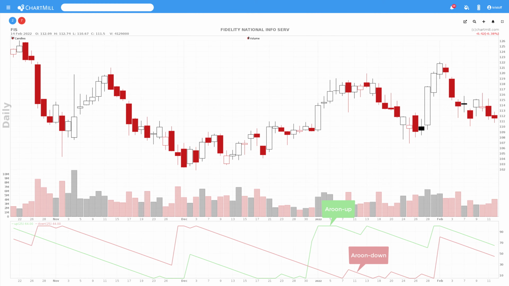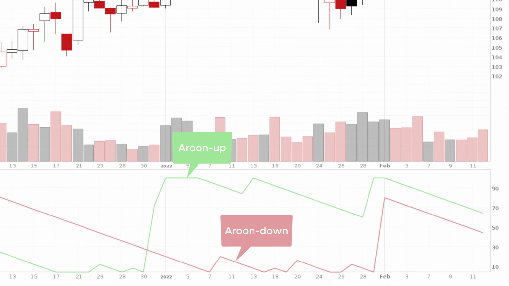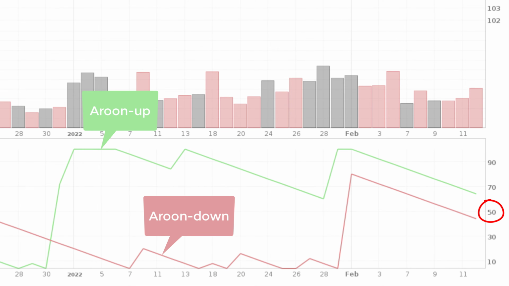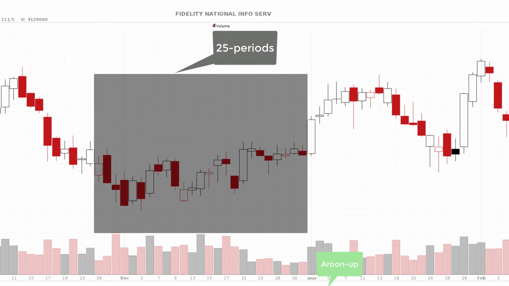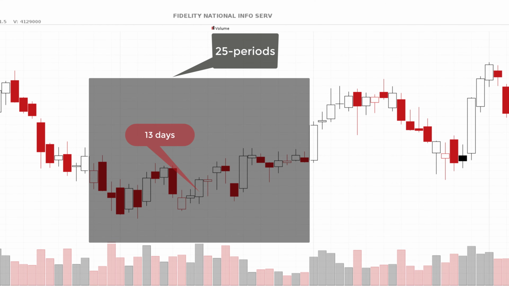It is important to remember that on a daily chart, where each period represents exactly 1 day, the exact value 50 will never be visible, because this value corresponds to 12.5 days. The closest possible number less than 50 is 48, which is 13 days. And the closest possible value higher than 50 is 52, which corresponds to 12 days.